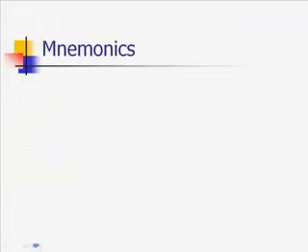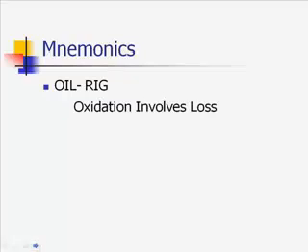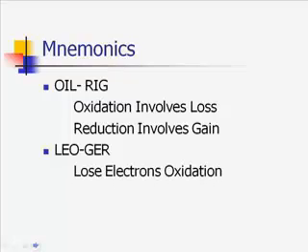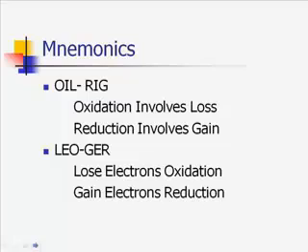Okay, a couple of mnemonics to help you learn these. Oil rig: oxidation involves loss, reduction involves gain. And then Leo the lion says grr: lose electrons, oxidation, gain electrons, reduction. So there's a couple of ways to keep the two processes straight.